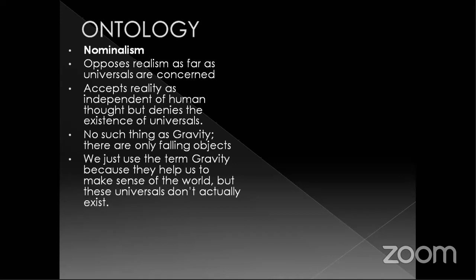We just use the term gravity because it helps us make sense of the world, but these universals don't actually exist. So whenever we see a falling object, we need to explain why the object falls. We explain it in terms of a scientific law, but there is no such thing as gravity. Objects fall from up to down.